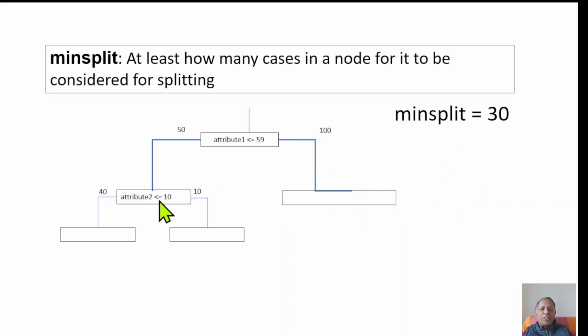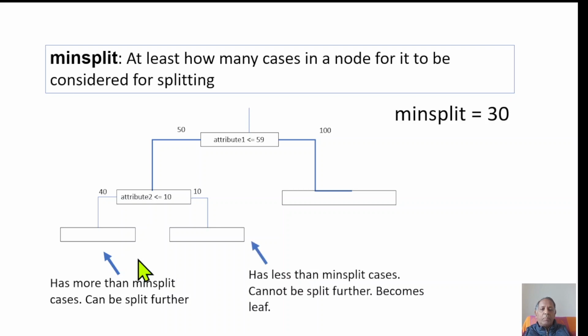Let's say we take this 50 and split it into 2 parts, we get 40 and 10. Now this 40 can still be split because it's greater than min split. But this 10 node cannot be split because it's now less than the size which we require for it to be split. So this can be split because it's got more than 30. This cannot be split anymore, it stops. This can of course be split because it's got more than min split. So this is one criterion by which we can control the size of the tree.